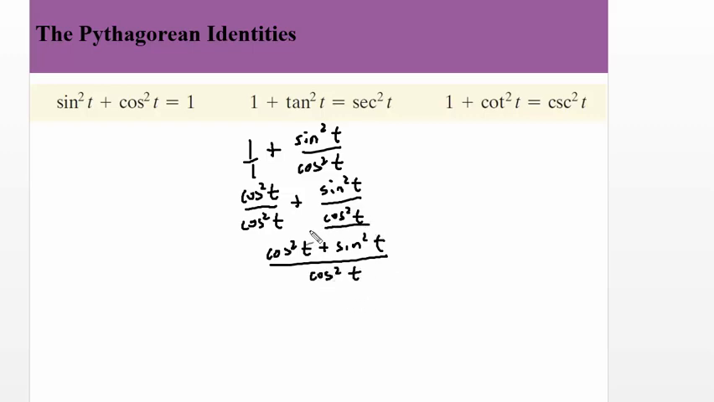Now, what is this again? I told you we could use this one to verify the other two. This would give us 1 over cosine squared t. Now, what is the reciprocal of cosine? There it is, secant squared t. And you could do a similar argument on the other one. So the Pythagorean identities, we're starting to get familiar with the unit circle now. Now we've got to become familiar with some identities and so forth as we progress.